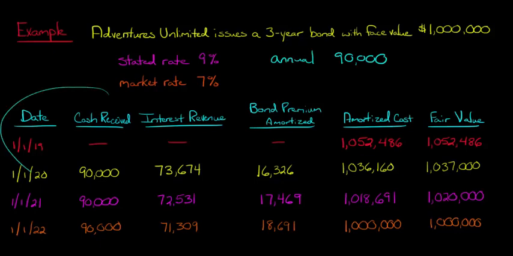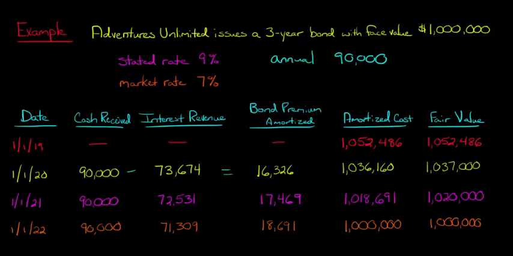Now, we've got our effective interest rate table here, and we're going to amortize this bond premium, right? The difference between the cash that we receive and our interest revenue is the amount of the bond premium that we amortize in each period. The interest revenue at the end of year 1 is basically the amortized cost of the bond multiplied by the market rate of interest, that's 7%. That gives us interest revenue of $73,674 in period 1, and then the $90,000 we receive minus that interest revenue equals the amount of the bond premium that we amortize.